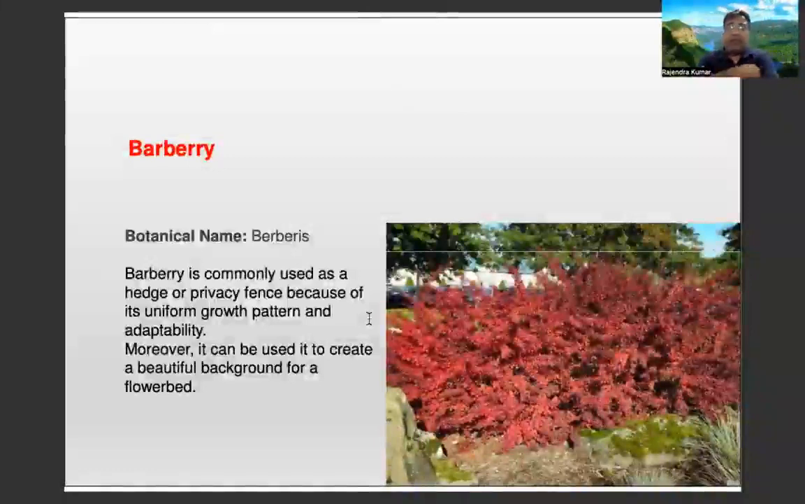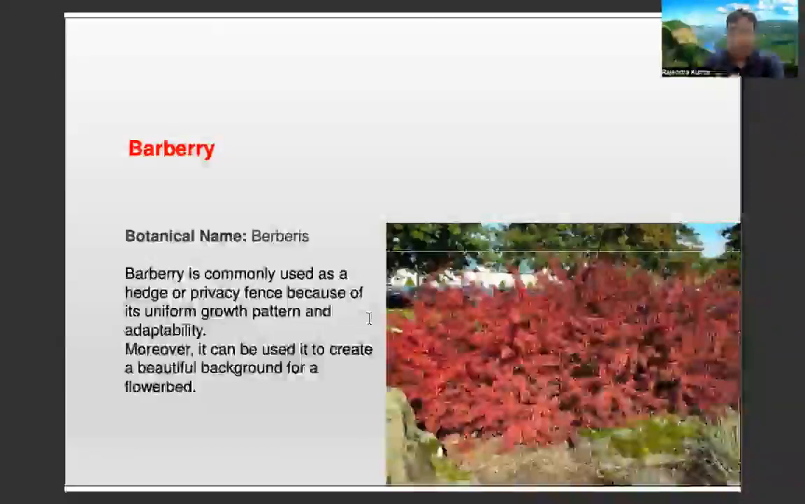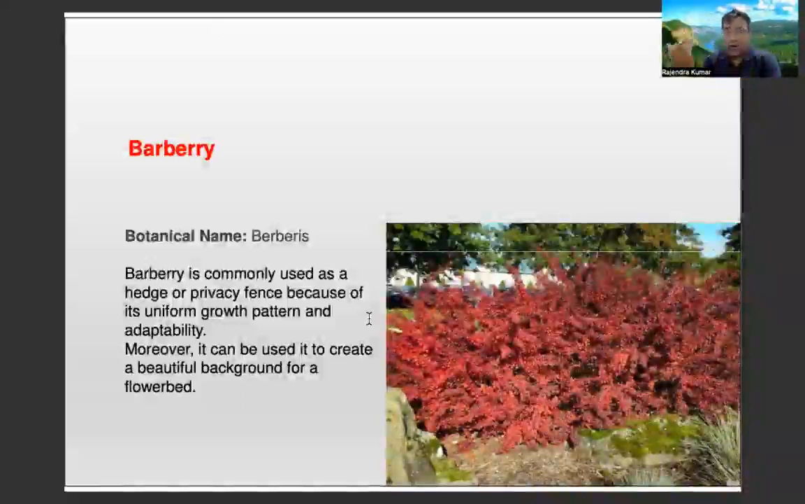Barberry is another type of shrub, where the botanical name is barberries, and it's commonly used as a hedge or a privacy fence because of the uniform growth pattern and adaptability. So again, it is used as a fence. That means it's mainly used as a border for two areas, maybe along the road and the house, or from one part to another part. So this works as a fence.